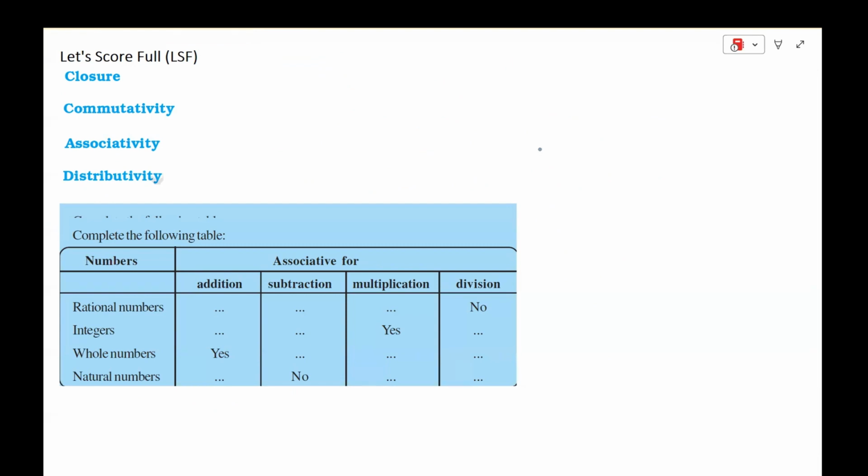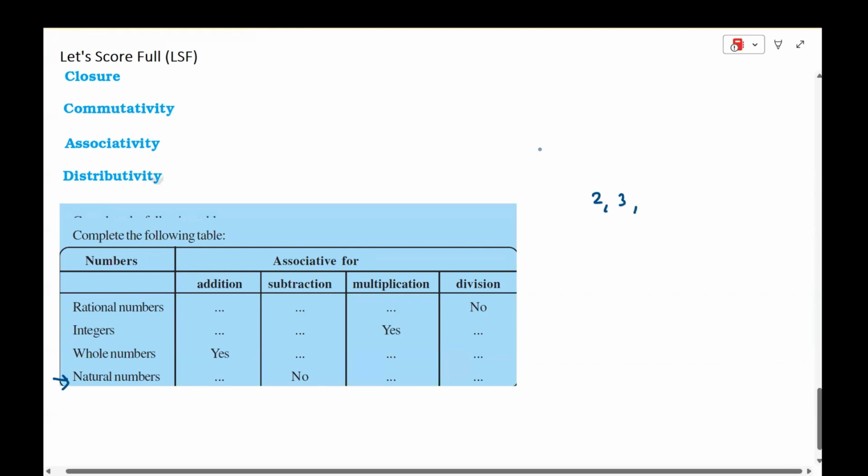So here they are discussing associative property for rational number, integers, whole number, and natural number. So we can try for all types of number by taking one example. Let's move from the bottom one because this is the simplest. Take any three natural numbers, 2, 3, and take 4 to make it simple. So it says natural numbers are associative under addition. We can check it out. How? Put the addition sign in between and associate 2.